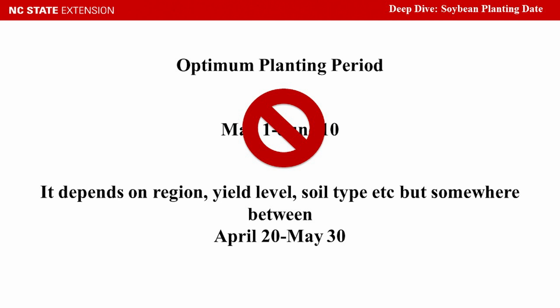Growers are managing beans more aggressively. If you look at our data now, the optimum planting period is somewhere between April 20 and May 30. And it depends where you're at in the state. And we're going to highlight the tool that will help you make decisions on that.